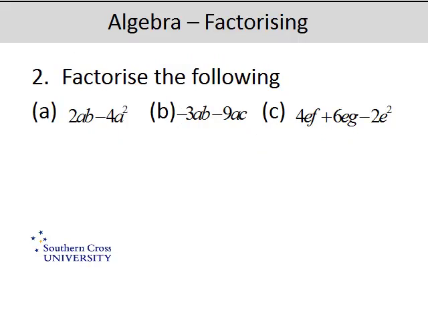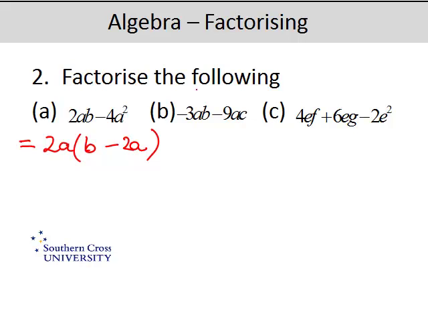Just going a little more difficult. So let's have a look at these. Look at the number part. Is there a common factor in terms of just a straight number? Yes, there is, 2. And what about the pronumeral or the variable part? Well, a goes into ab and a goes into a squared. So we've got a factor now of 2a. So 2a times what gives 2ab? So it's b. Take away, 2a times what gives 4a squared? So 2 times 2 will give us 4, and a times a will give us a squared. So basically what we're doing is using the principle of expanding to check that our factorising is right.